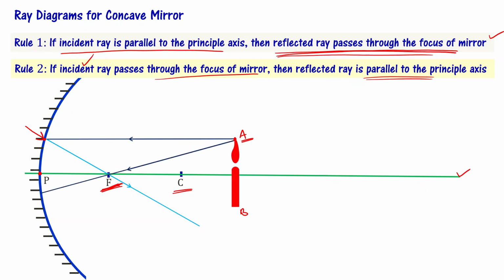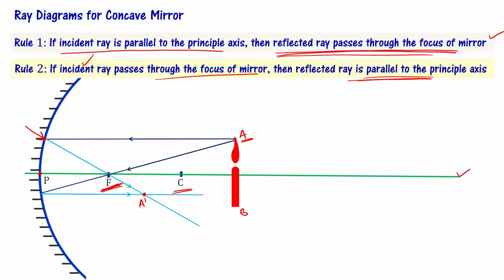This is the incident ray. Now the reflected ray is going to be parallel to the principal axis. Fairly easy, right? This is the point of intersection of these two reflected rays, which are coming from point A. This is point A in the image. Let me denote this as A prime. Understood?